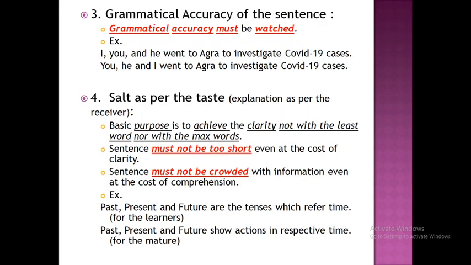The third point, grammatical accuracy of the sentence. Grammatical accuracy. This is quite obvious. Whatever language you are using, either Hindi, English, Japanese, Chinese, German, Korean, whatever language you are using, you are supposed to be very much grammatically correct to form the sentences. With the help of this one example, you will understand what's wrong with the grammatical structure. The first sentence says, I, you, and he went to Agra to investigate COVID-19 cases.